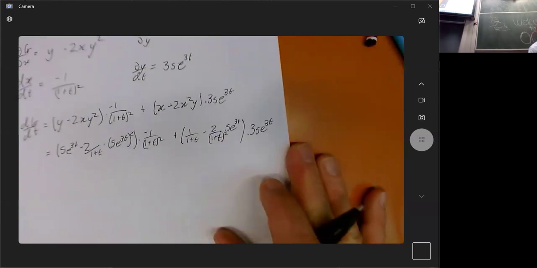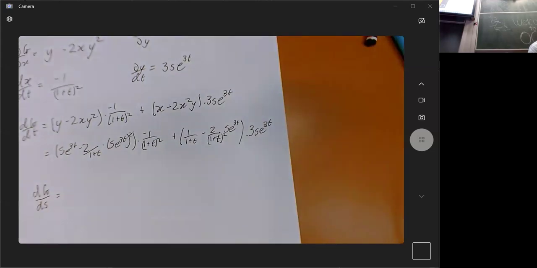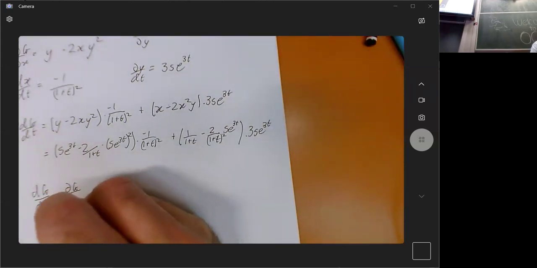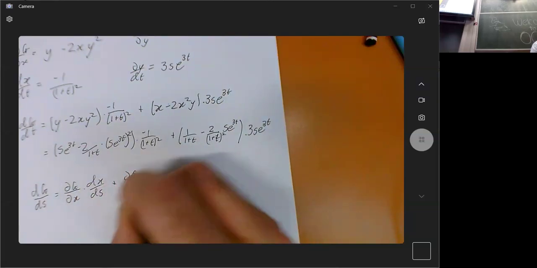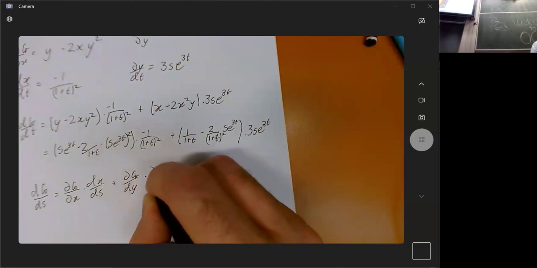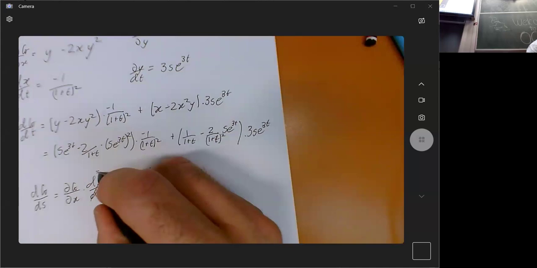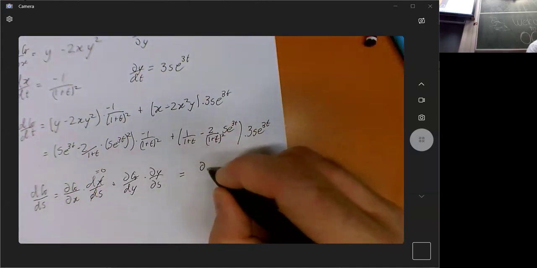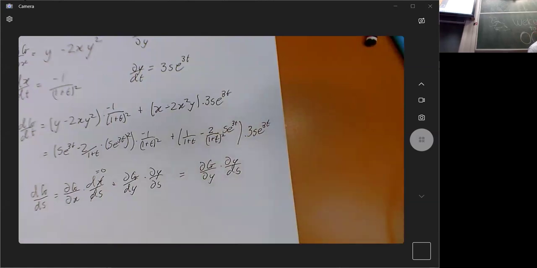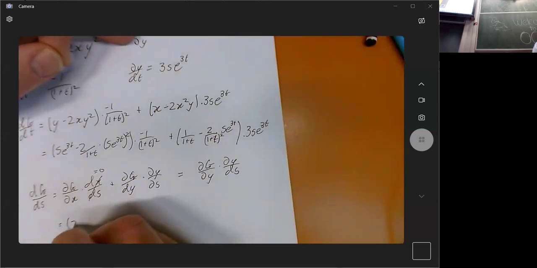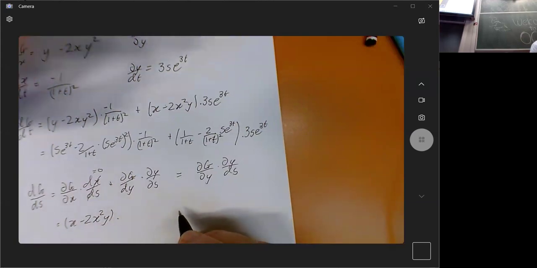The reason I've done this is a bit of a trick. So when I'm doing dg by ds, strictly speaking, this should be dg by dx, dx by ds plus dg by dy, dy by ds. There are no s's in this formula, so this term is 0. And so this simplifies down to just dg on dy times dy on ds. And so I've got this already. So this is going to be equal to x minus 2x squared y times, didn't write it out.